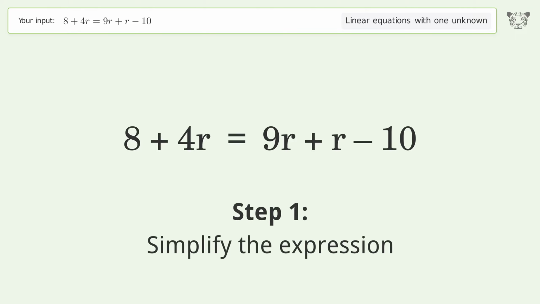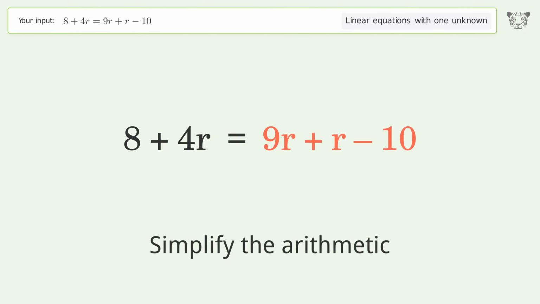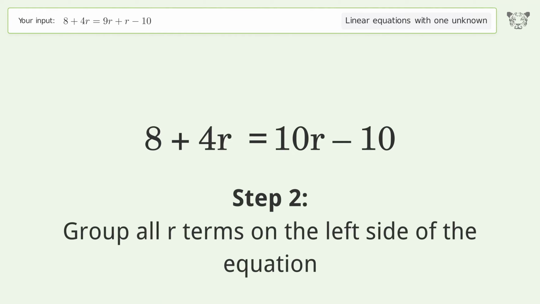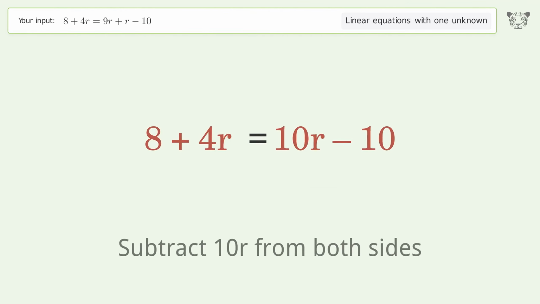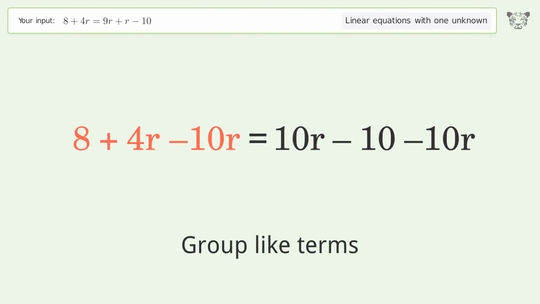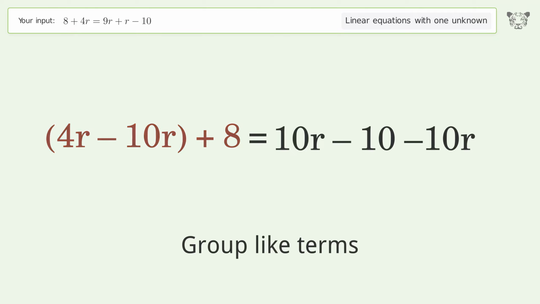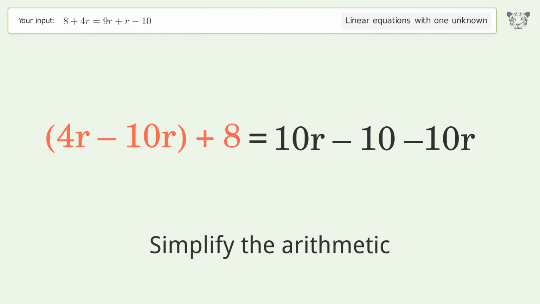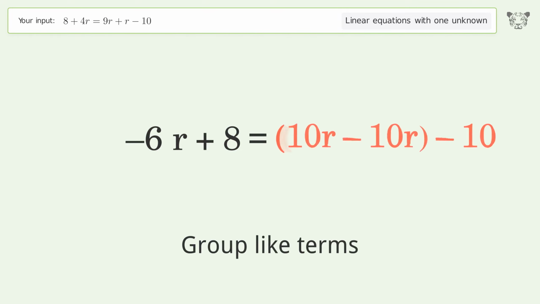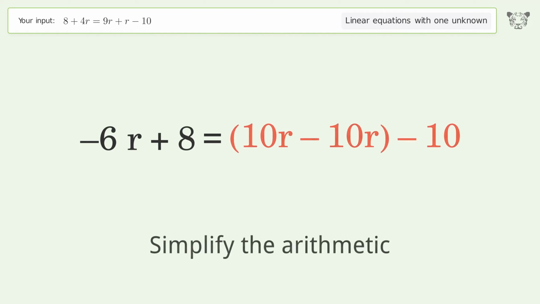Simplify the expression. Simplify the arithmetic. Group all r terms on the left side of the equation. Subtract 10r from both sides. Group like terms. Simplify the arithmetic. Group like terms. Simplify the arithmetic.